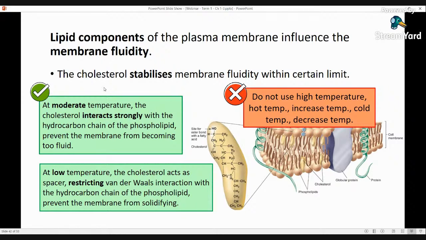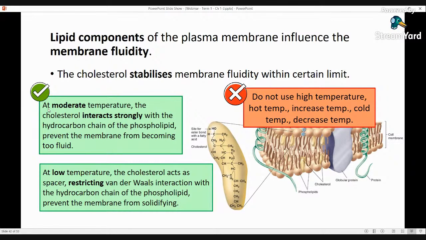So if you want to explain how cholesterol can stabilize the plasma membrane, this is the answer. At moderate temperature, we cannot use high temperature or hot temperature, because if you are using high temperature, the cell already died. Then the plasma membrane is already broken down.